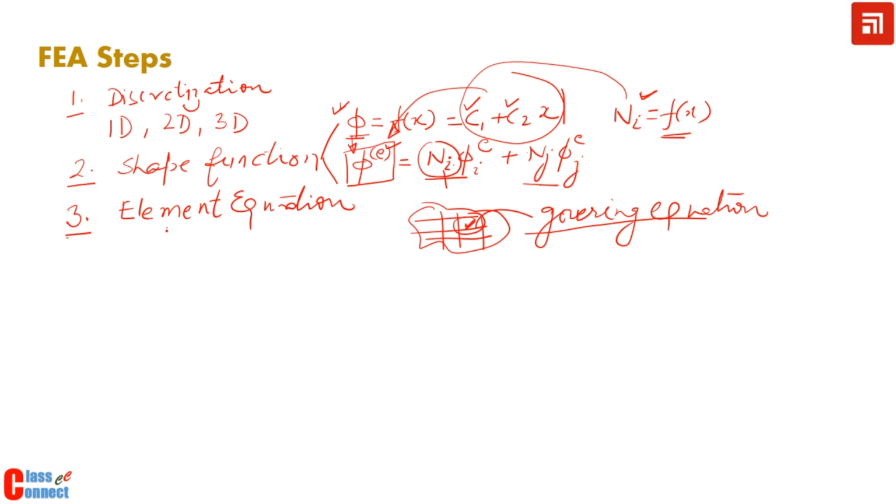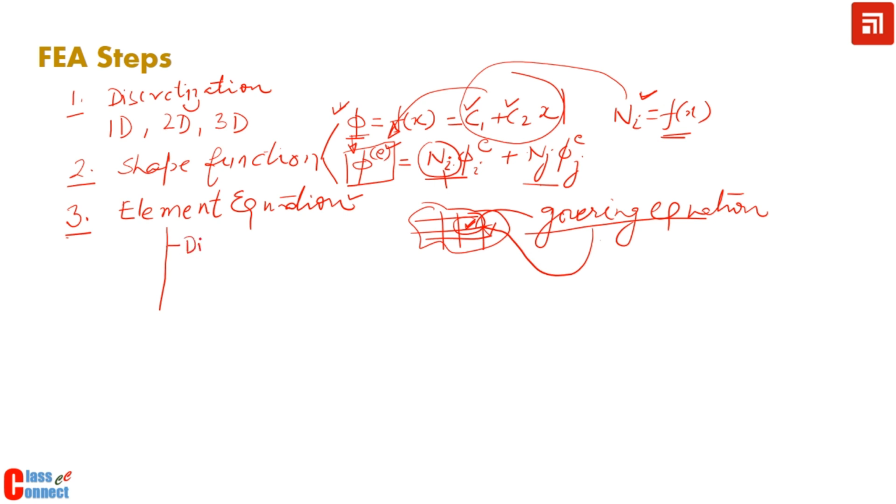There are different methods to convert the governing equation into finite element equation. We call it finite element formulation. We formulate the problem after converting this governing equation into finite element form, and the equation developed for a single element is known as element equation. And there are different methods to do that.